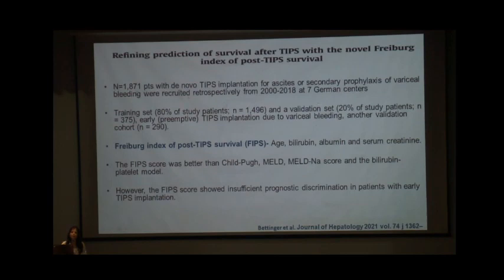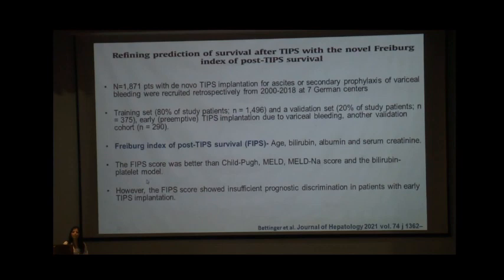Again, this was retrospective, but a large cohort of 1,871 patients, which they divided into a training set of 80% and a validation set of 20%. And they also looked at the subgroup of patients who had a preemptive TIPS placement. On multivariable analysis, the Freiburg index was developed using four factors: age, which is an important factor while considering TIPS, bilirubin, albumin, and serum creatinine.